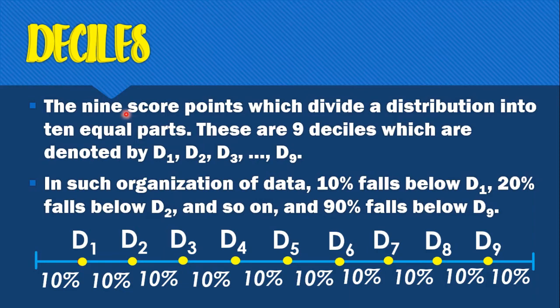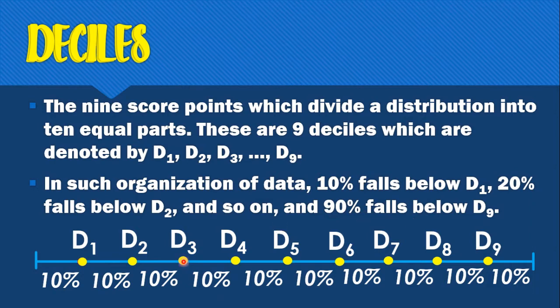Deciles. The deciles are the 9 score points which divide a distribution into 10 equal parts. These are the 9 deciles which are denoted by D sub 1, D sub 2, D sub 3 until D sub 9. In such organization of data, 10% falls below D sub 1, 20% falls below D sub 2, and so on, and 90% falls below D sub 9.